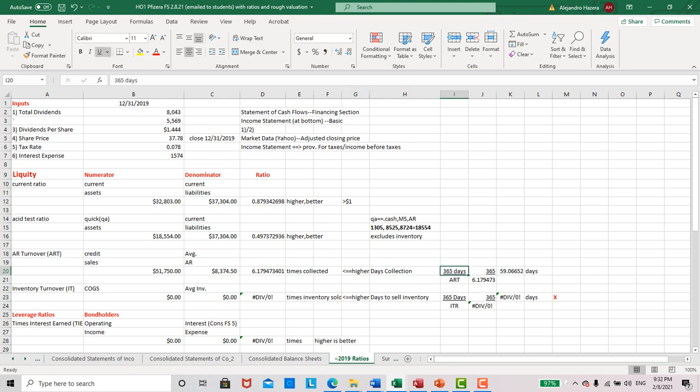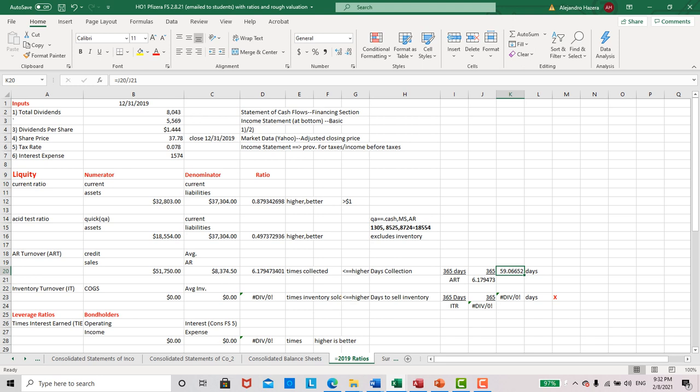Well, we just take the 365 days in a year and divide by your accounts receivable turnover. So it's 365 divided by the accounts receivable turnover that we just picked up there. It means that you're collecting your accounts receivable every month, so every 60 days. You want that to be lower. You'd rather be collecting it every 30 days or every 10 days, but that's maybe an industry thing.